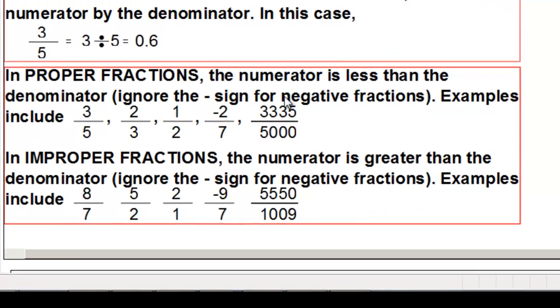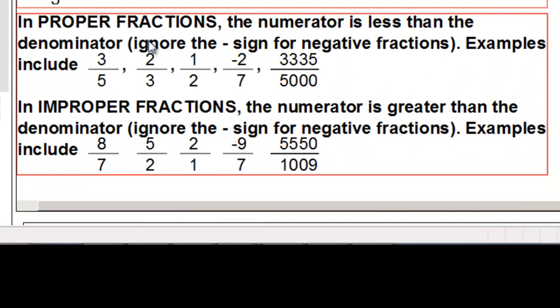In proper fractions, the numerator is less than the denominator. Ignore the minus sign for negative fractions. Examples include 3/5, 2/3, 1/2, -2/7, and 3,335 over 5,000. Notice that in each case the numerator is less than the denominator.